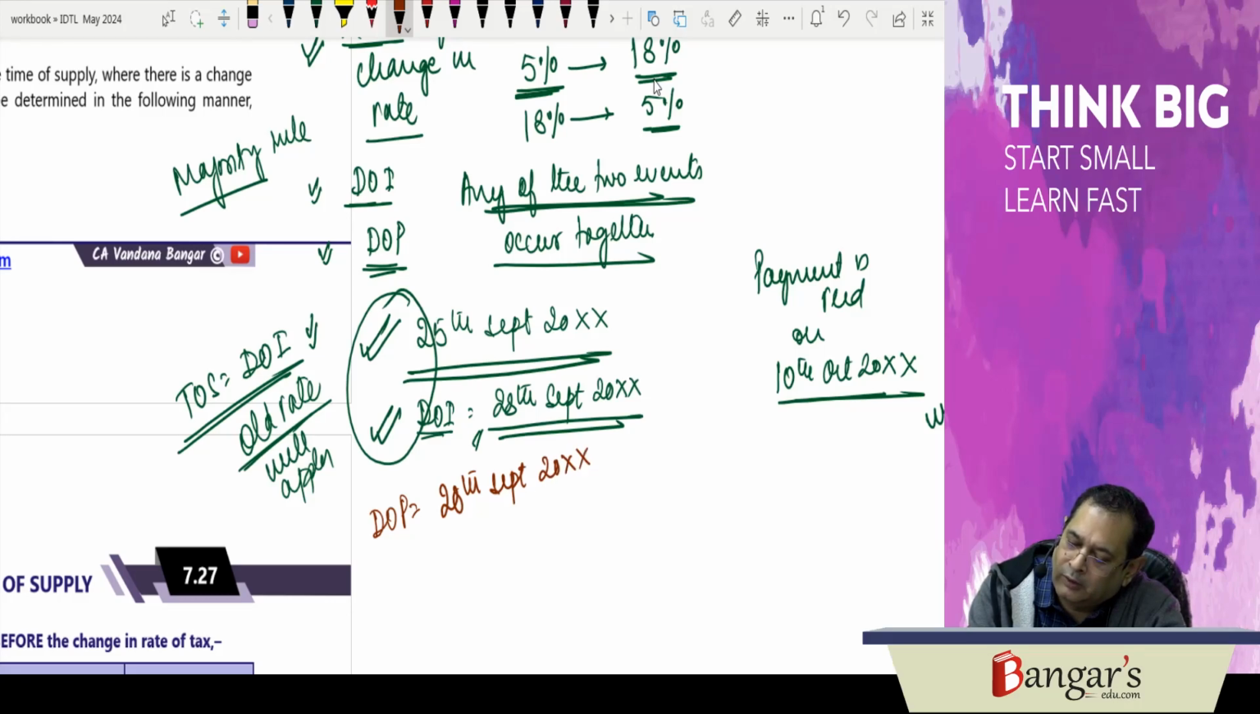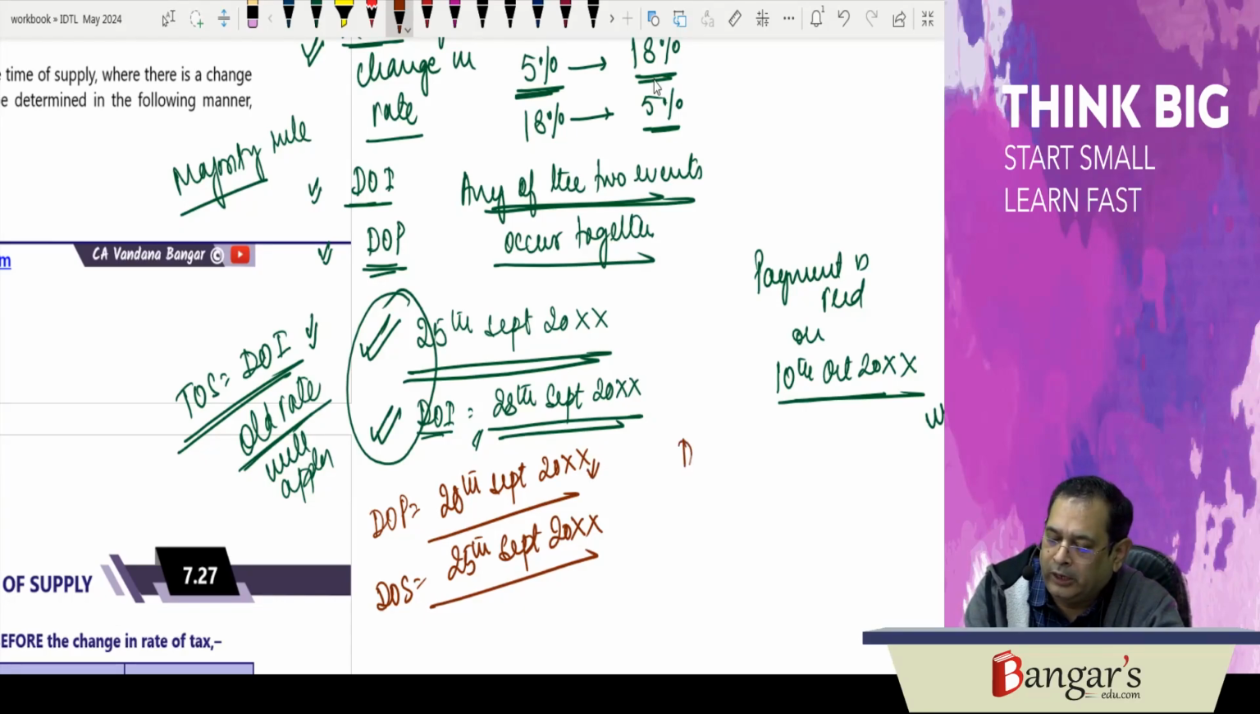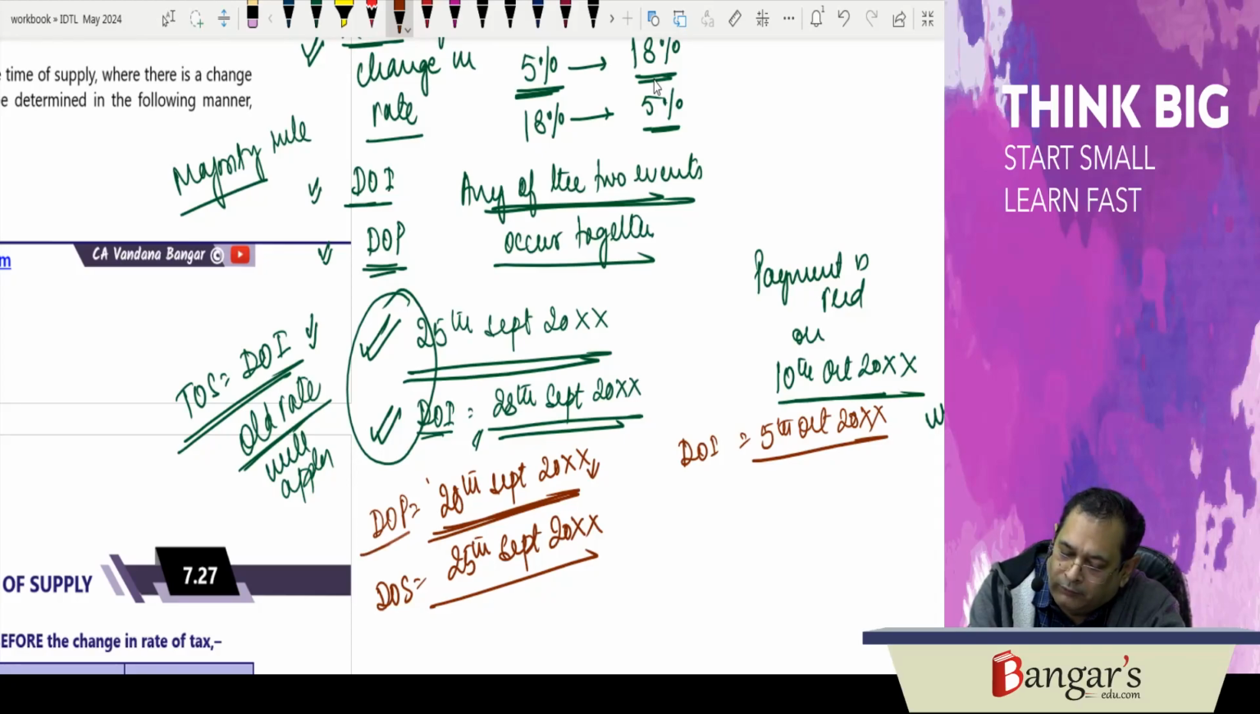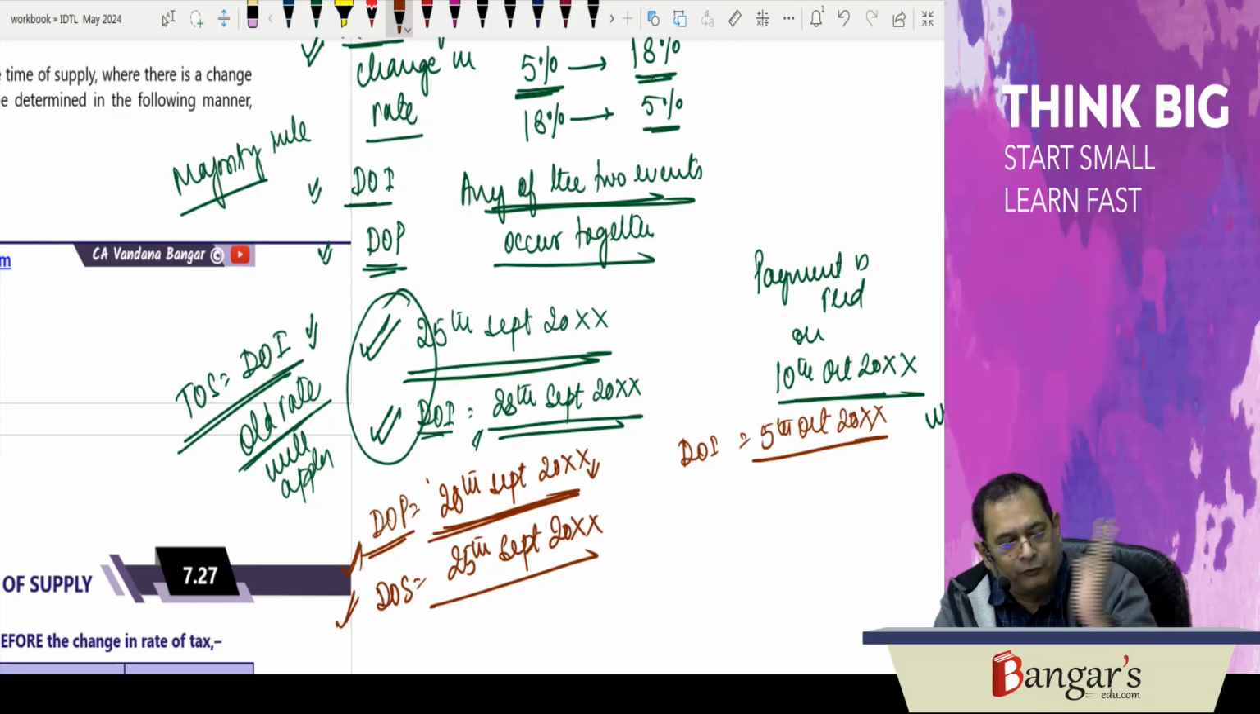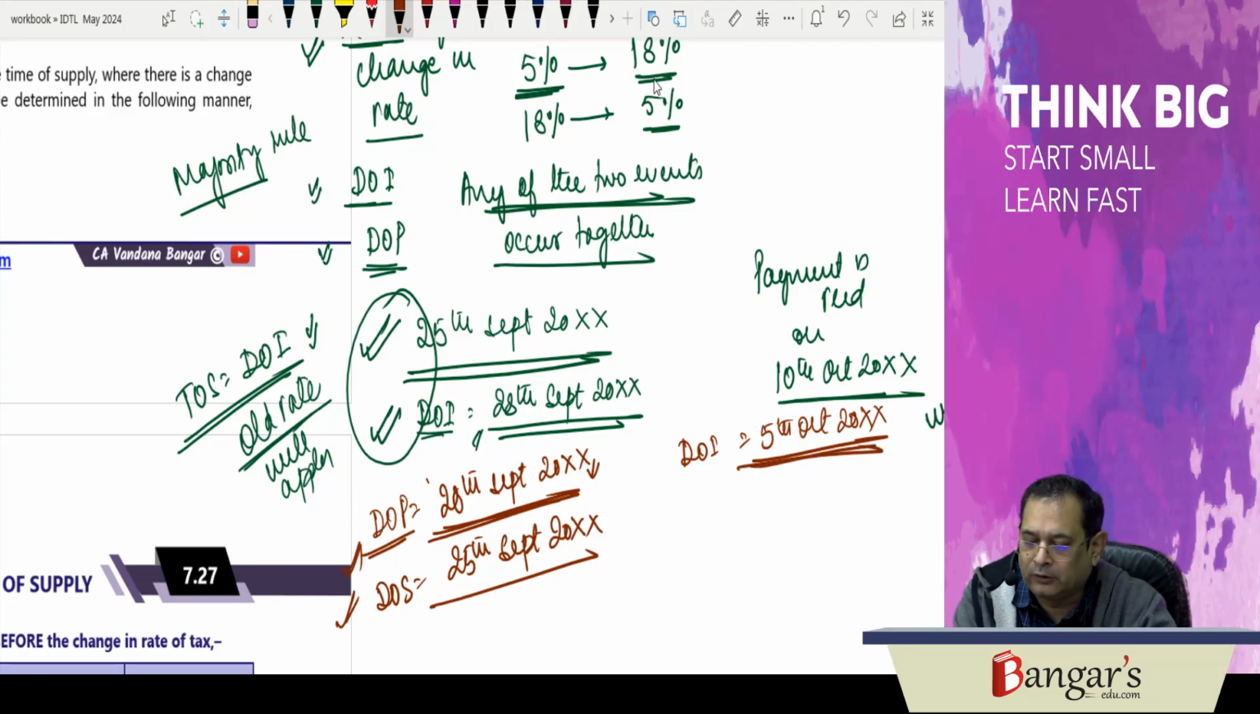Supply has been made on, date of supply is on say 25th of September. Payment date is 28th of September and date of invoice is say on 5th of October. Then what will be basically the time of supply here? These 2 events occur together before change. So the time of supply will be what? Here the date of payment and old rate will apply.